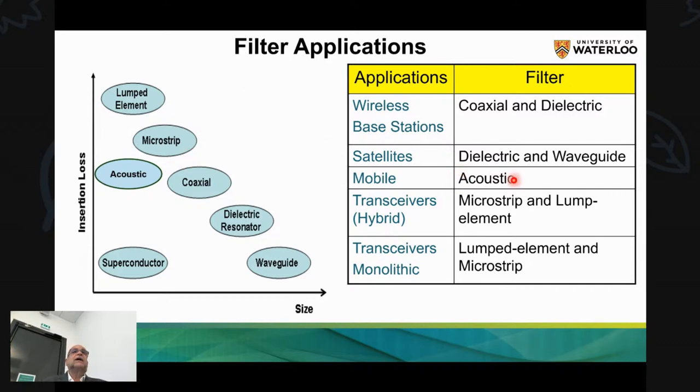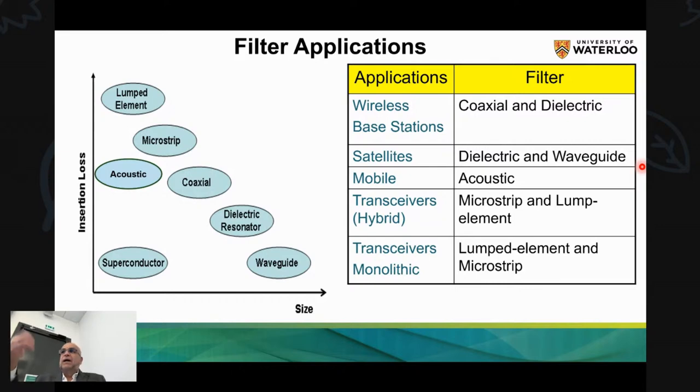For satellites, they will use dielectric and waveguides. Also, there were some applications, particularly for lower orbit satellites, where they were using acoustic devices. For mobile applications, certainly back in 3G, they were using dielectric type resonators when they had few filters. Now, when they have 70 or 80 filters, they have no choice but to use acoustic filters, okay?